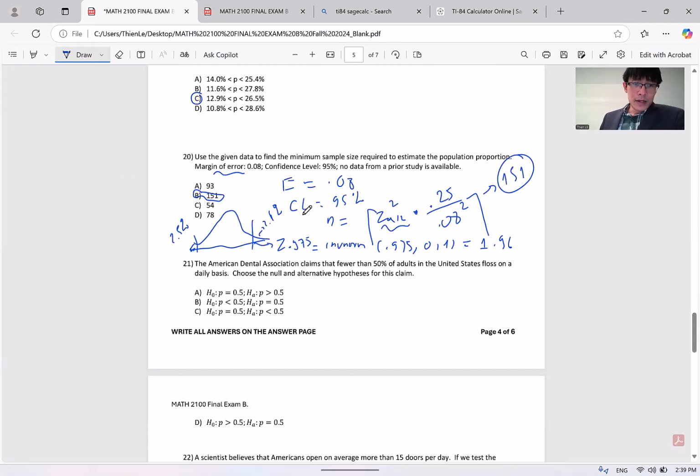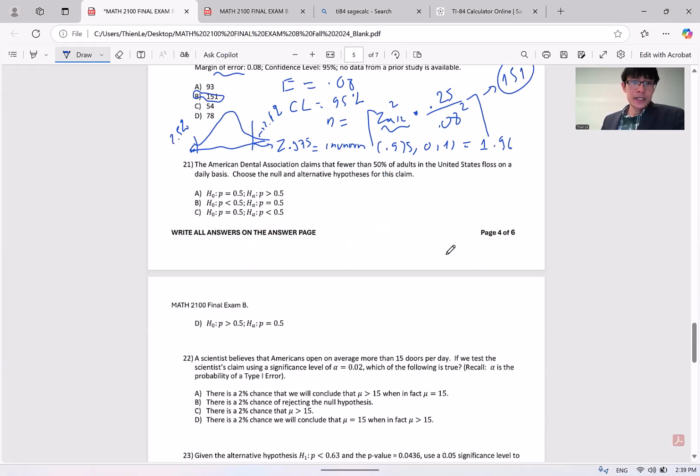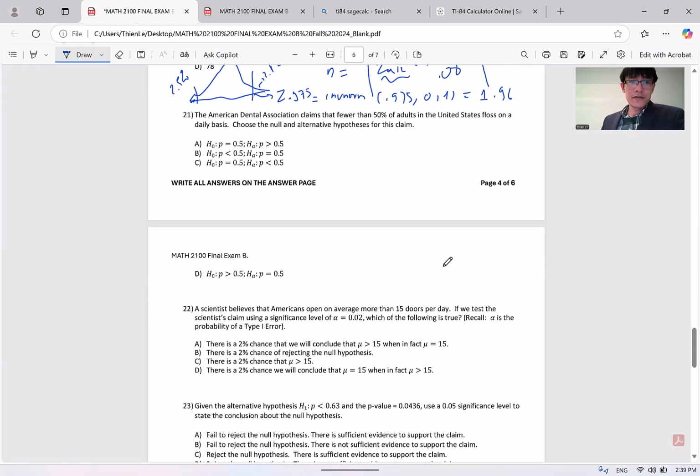Number 21 is about testing. We just covered it in Test 4, so it should be easy for you. That's the point.